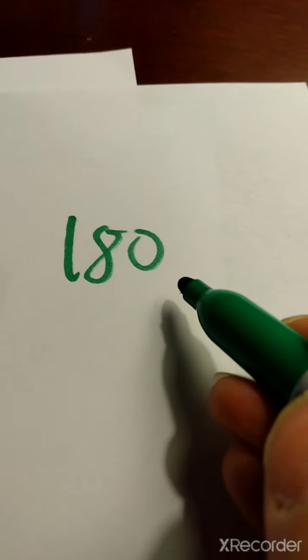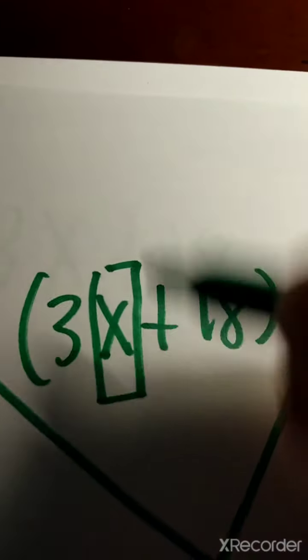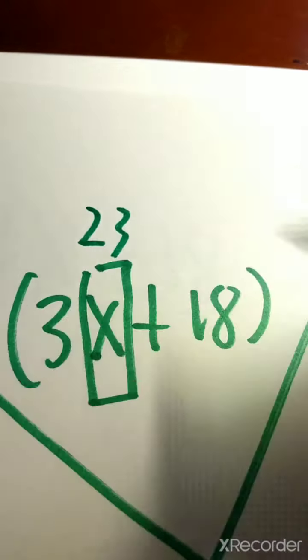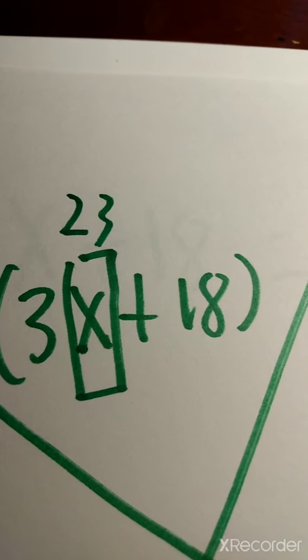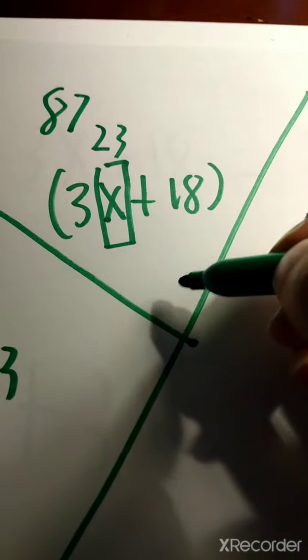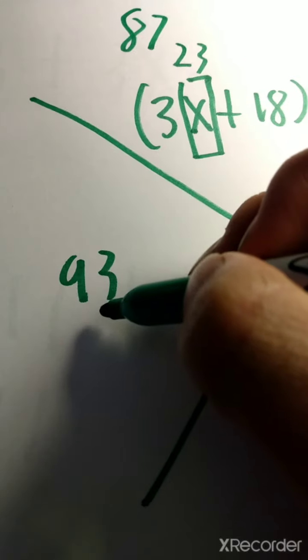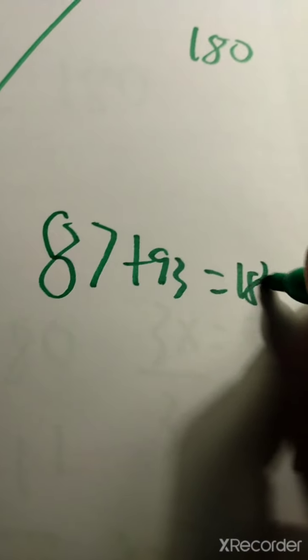180 is what we're going to try and go for. So 3 times 23, that will represent x plus 18. That will equal 87. So we know that this angle right here should be 87 degrees. And that was 93. So 87 plus 93 equals 180.